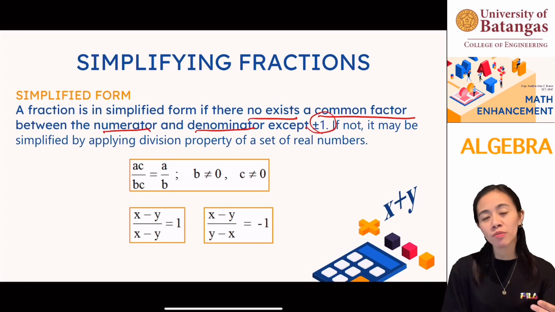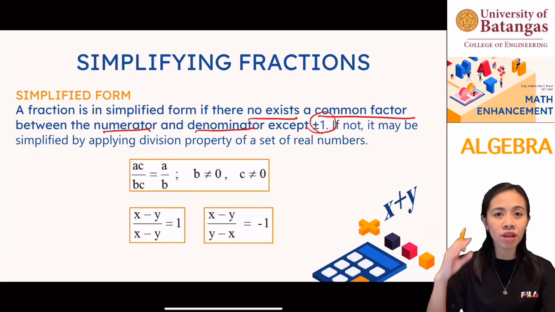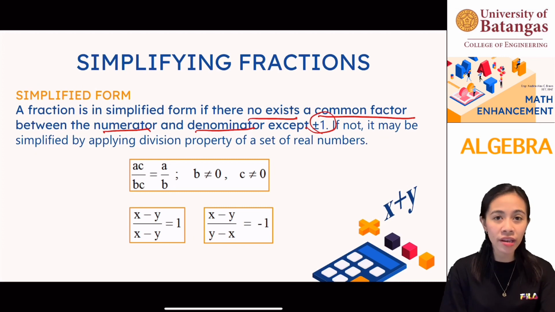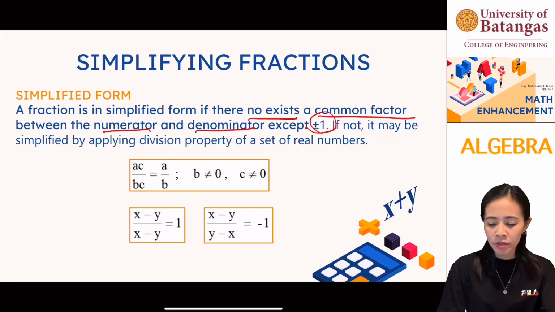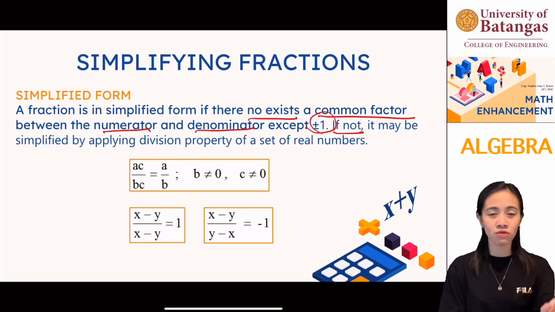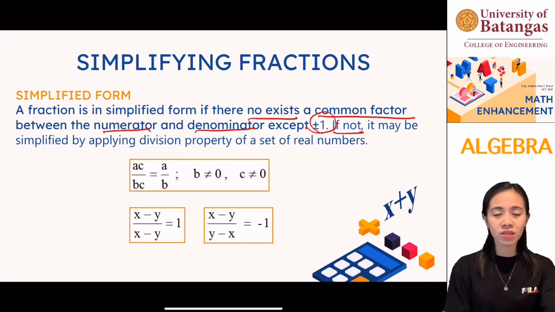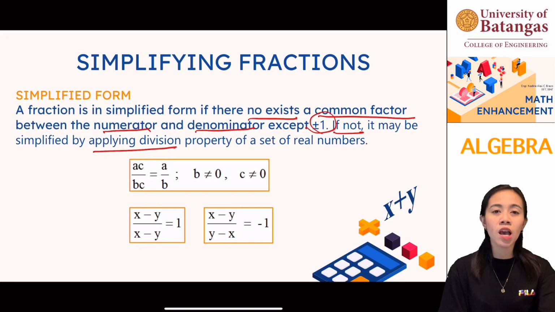So for your numerator and denominator, our understanding of factoring comes in. If your numerator and denominator have no common factor except positive 1 or negative 1, then it is considered in its simplest form, or it is already simplified. But if not, meaning you have a common factor in the numerator and denominator, a factor appearing in both the top and bottom of your fraction, then we can simplify by applying the division property of the set of real numbers, or division of polynomials.